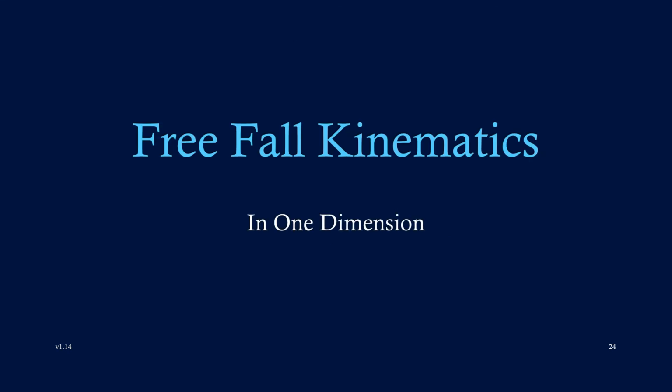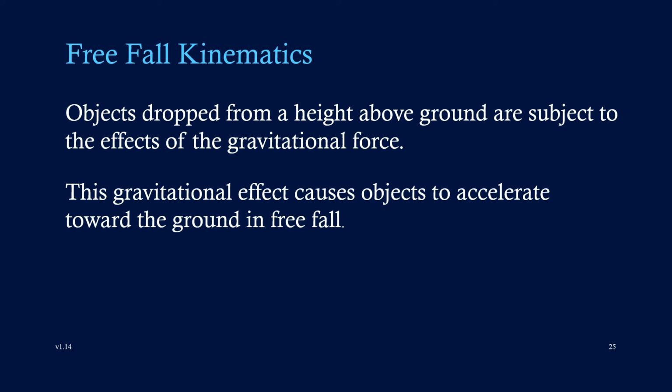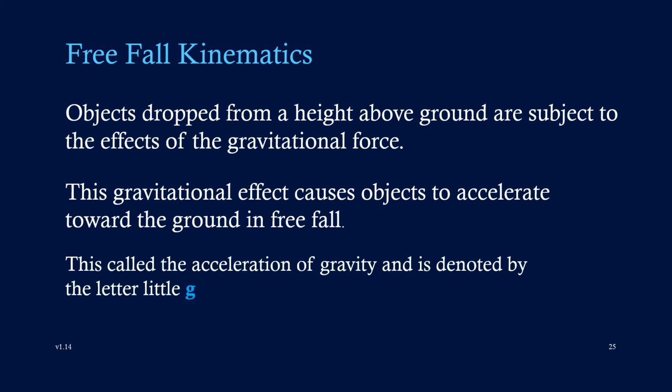Okay, now we're going to go to the second part of kinematics in one dimension. And this is going to be a prelude when we get to chapter 3, when we start going into projectile motion. So free fall kinematics. Objects dropped from a certain height above ground are subject to the effects of gravitational force. This gravity causes objects to accelerate toward the ground in free fall. Okay, and this acceleration of gravity, which is part of the force of gravity, is denoted by a constant, a little letter called g.